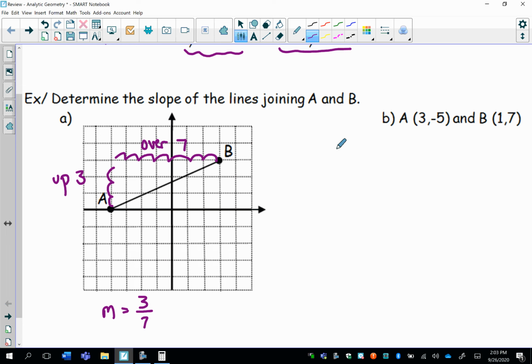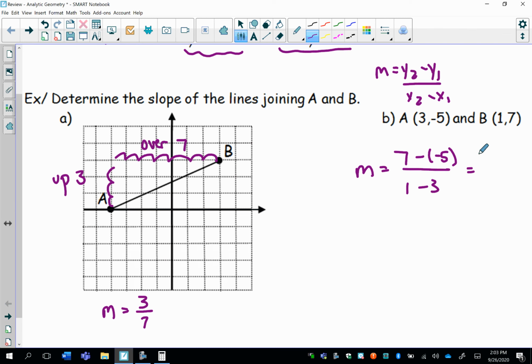If you have dots instead, we have a formula for dots. Coordinates, we call them. Okay, y is on top, x is on bottom. Difference between any 2 points. So 7 minus, careful there, is a negative sign also. 1 minus 3, that gives us 12 over negative 2, or just negative 6.